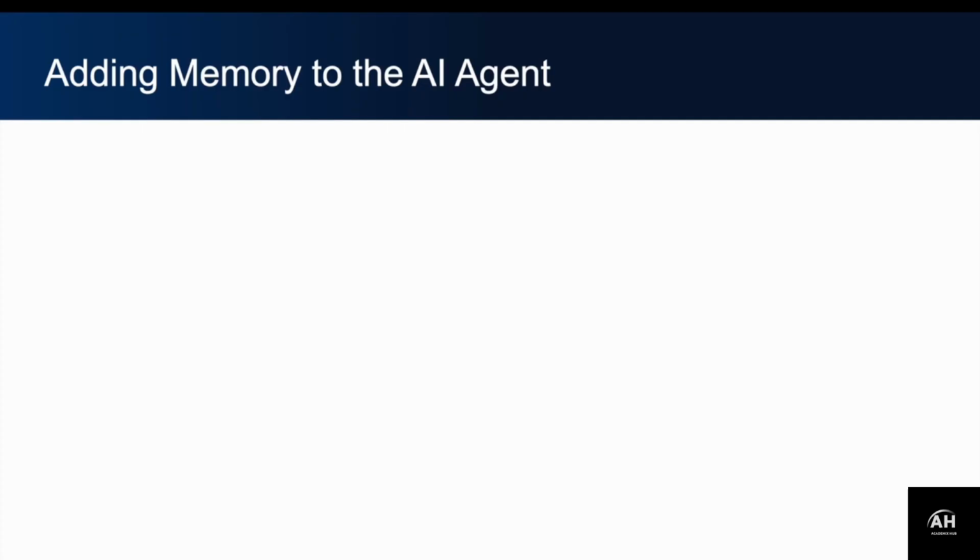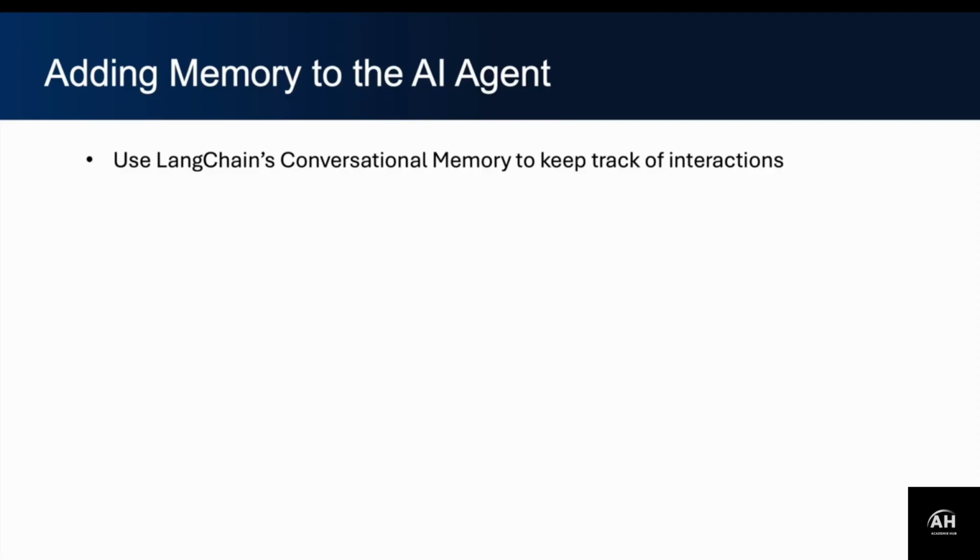So let's talk about something that we saw in the previous video: we were not able to make the AI agent remember things that we asked. Every time I ask something, it treats it as a new question. So right now the AI agent forgets past conversations after each response. What we'll do is use LangChain's conversational memory to keep track of interactions. We'll install the memory dependencies first, and then we'll modify our existing application to add memory to it.